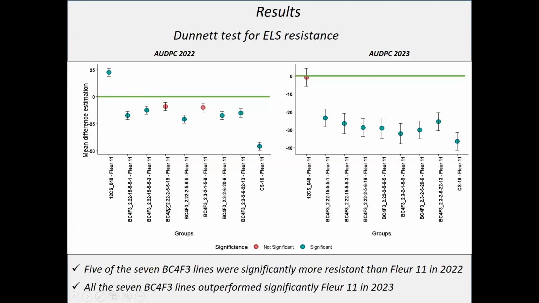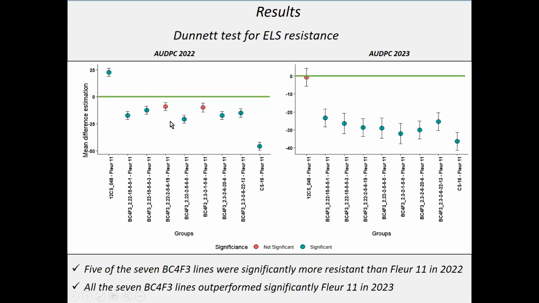On the x-axis, we have the group comparison, in other words, comparison between Fleur 11 and each of the lines. And on the y-axis, we have the estimation of the mean difference.